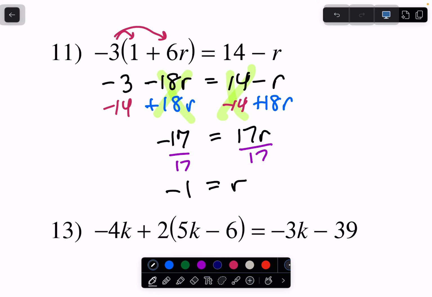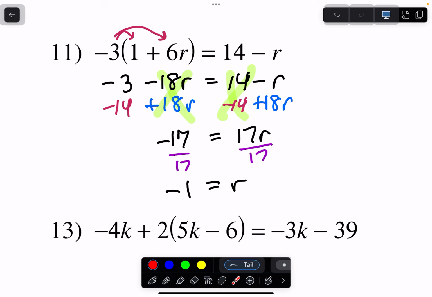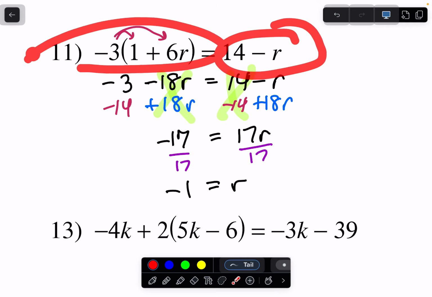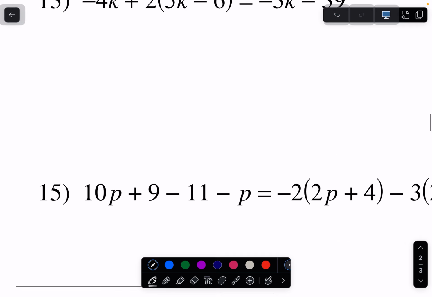Now, even though this equation is a little more complicated, the technique of plugging it back in is okay. If you plug negative 1 into this side, you get 15. If you plug negative 1 into this side, you also get 15. So you can check it very quickly. It does work. Everything's good. Everybody good with 11? Reminding you of the rules of equations a little bit. That's the goal.